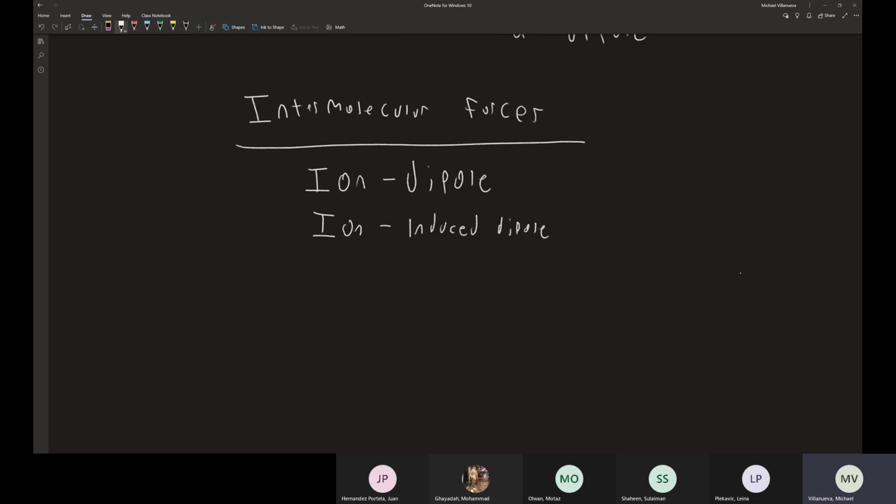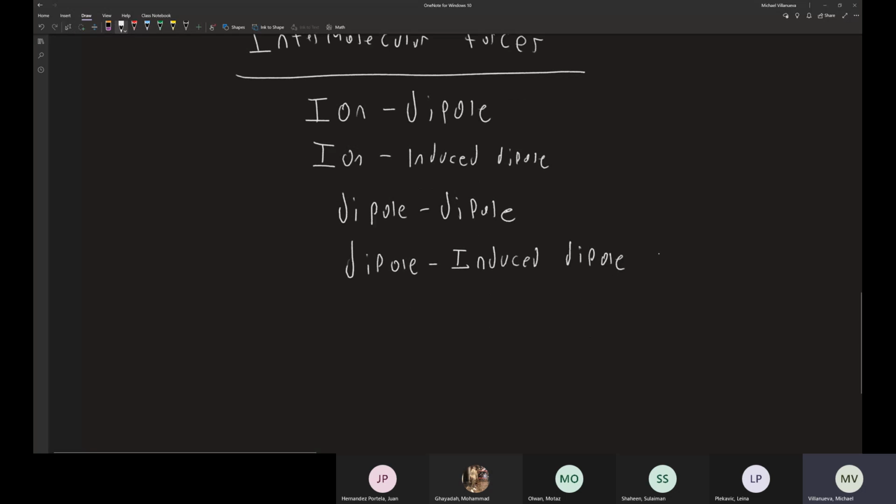we have dipole-dipole, we have dipole-induced dipole, we have London dispersion forces, also known just as dispersion forces. And we have hydrogen bonding.